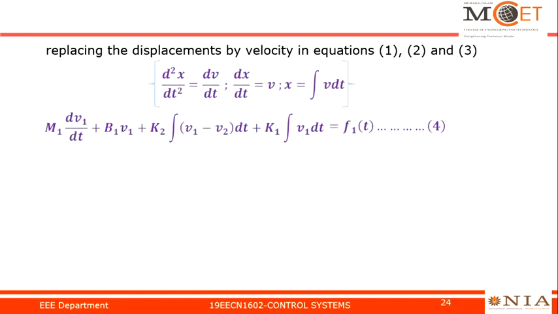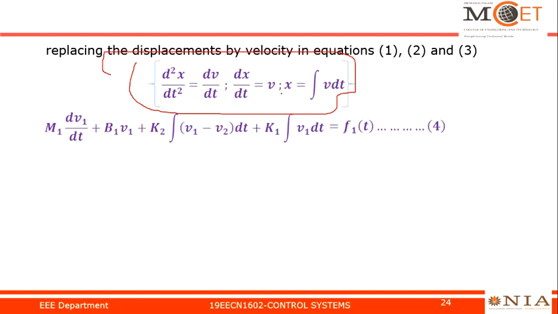Replace the displacements into velocity. Means that d square x by dt square will be dv by dt, since dx by dt is equal to v, and so x is equal to integral v dt. So with this, now velocity is rate of change of displacement, so that v is equal to dx by dt. And so d square x by dt square will be dv by dt. And if you want x, it is equal to integral v dt. Here v is the velocity.